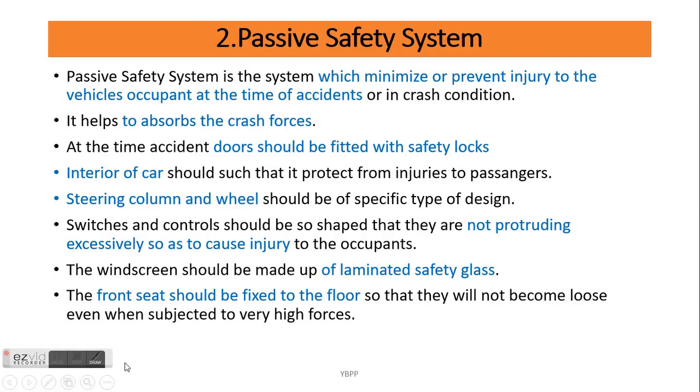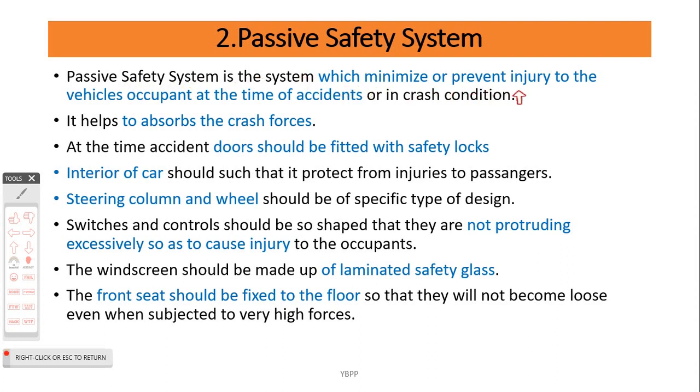Now the second type is the passive safety system. What do you mean by passive safety system? Passive safety system is the system which minimizes or prevents injury to the vehicle occupants at the time of accidents or in crash collisions. So this passive safety system gets activated at the time of accident. It helps to absorb the crash forces.